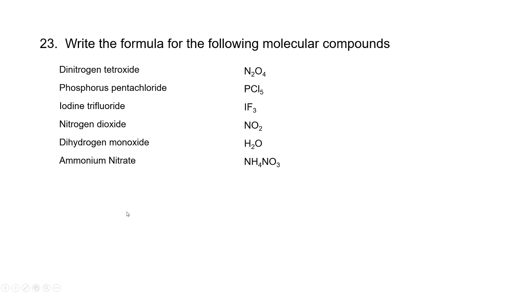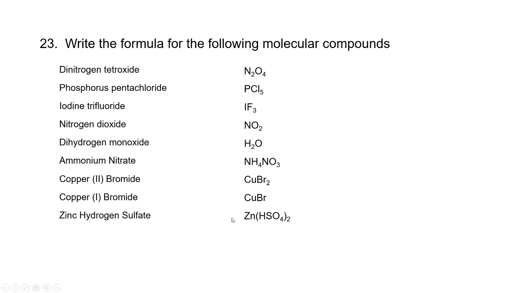I'm going to go through these next ones a little bit faster to save some time. Copper(II) bromide, again that's Cu2+, Br-. You have to have 2 Br- to give you 1 Cu2+, so that's CuBr2. The difference between this one and this one is the charge in copper here is +1, so Br-, Cu+, it would just be CuBr.